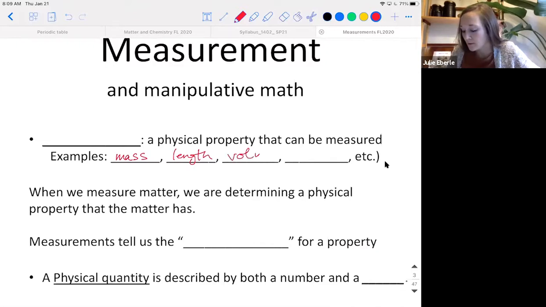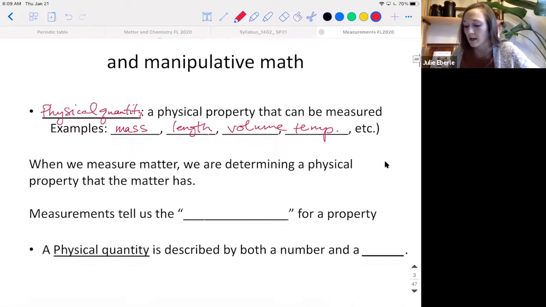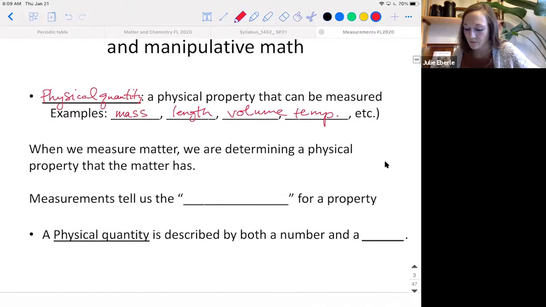Volume was one. All right, temperature. These are things we can measure. Any property that we can observe, we can usually measure it in some way, okay? So what we're doing here, a measurement is we're taking a physical quantity. Okay, a physical quantity, which is a property that can be measured. All right, and there's some examples.